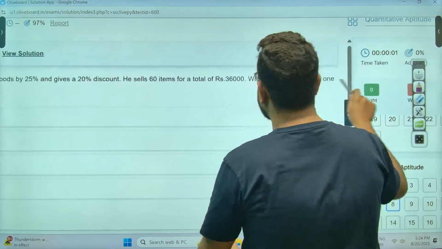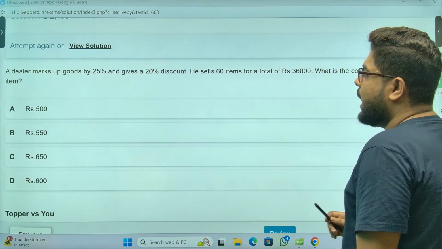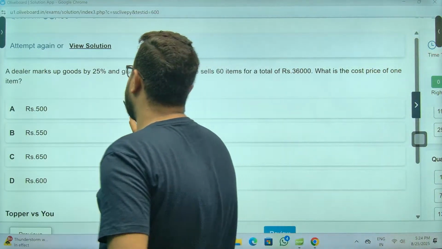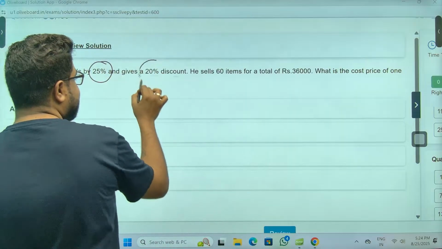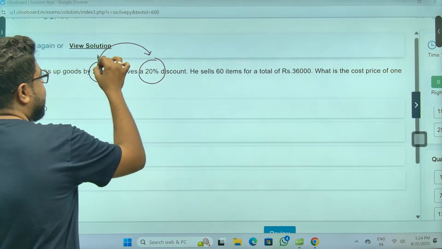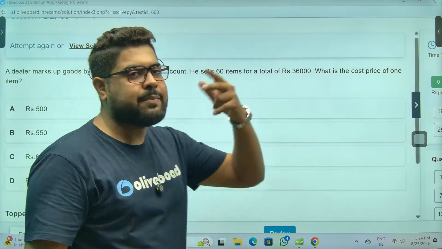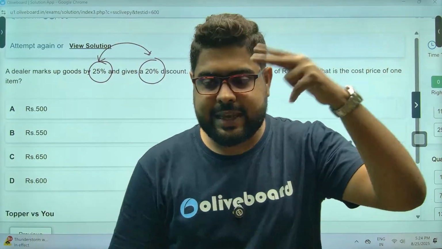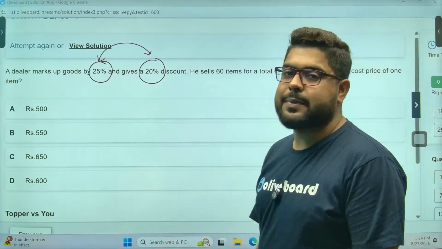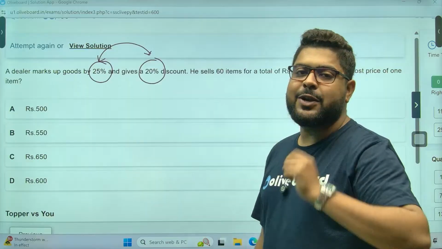8th one. A dealer marks up goods by 25, sir. Sir, these two are very important values. Sir, if you increase something by 25%, then give it a discount of 20%, you end up getting to the same value.